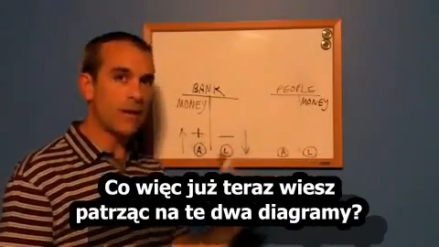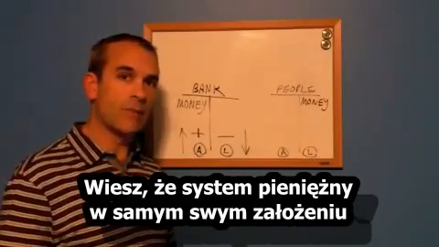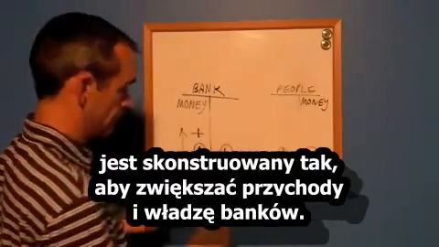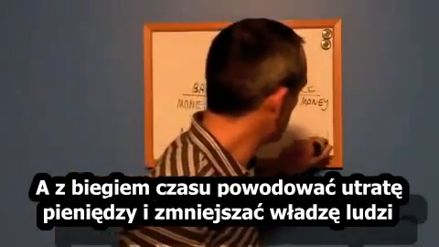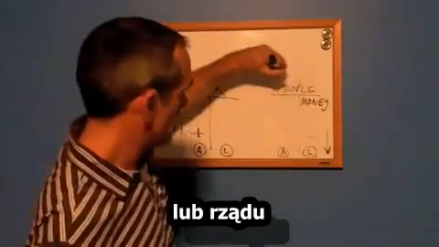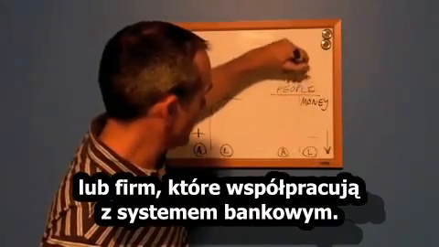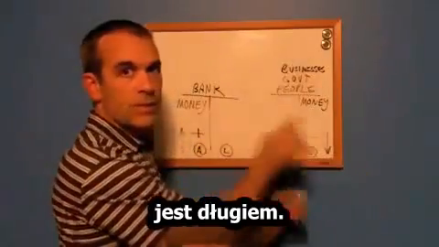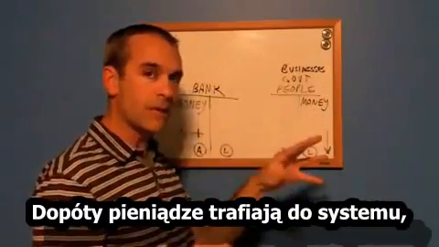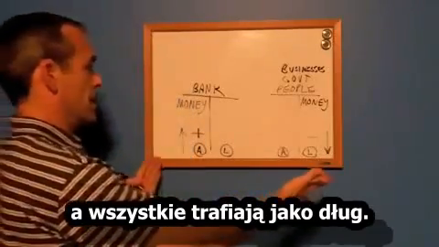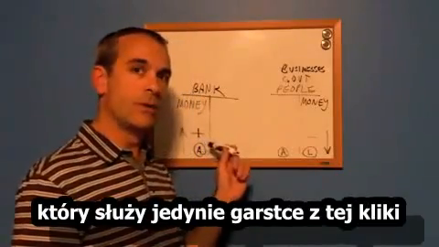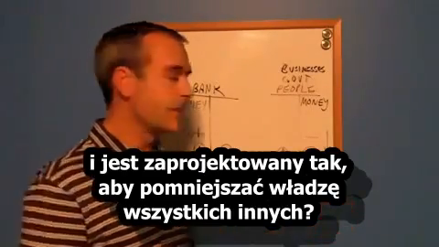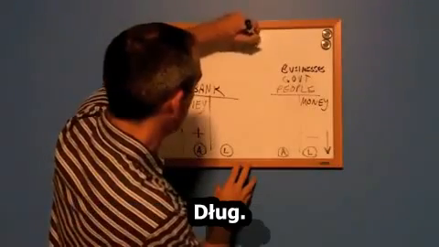And so what do you know already, just based on this diagram? Well, you know that the monetary system, by its very design, is designed to make money and gain power for the banks, and over time lose money and reduce power of the people, or the government, or other businesses that aren't aligned with the banking system. Whatever is on this balance sheet over here, it doesn't matter what it is. Everything else besides banks can only get debt. As far as source money coming into the system, it all comes into the system as debt. Now, isn't that a bit ridiculous to have a monetary system that only serves a few people in a nice clique over here and is designed to diminish the power of everyone else? And that's the first major point I wanted to make.